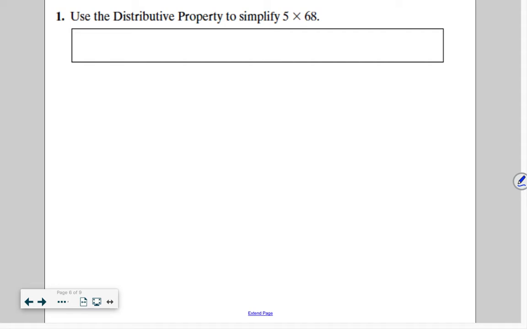So let's try it with 5 times 68. 5 times 68. What can we call 68? 60 plus 8. So we're going to distribute the 5 to the 60 and the 5 to the 8. So in the first parentheses, you're multiplying 5 times 60. In the second parentheses, you're multiplying 5 times the 8. And what are we going to do to those two products? We're going to add them together because they were being added together inside parentheses before.